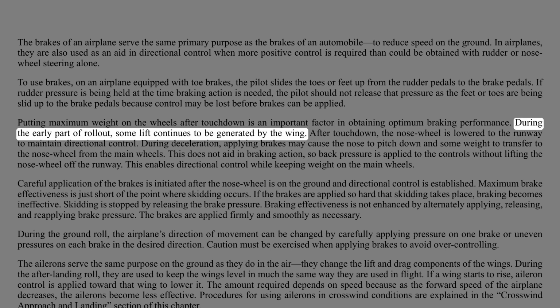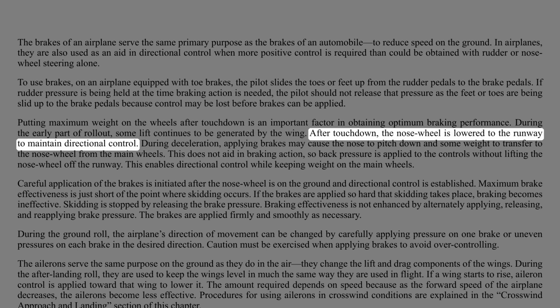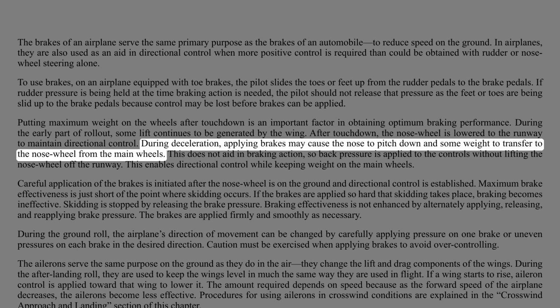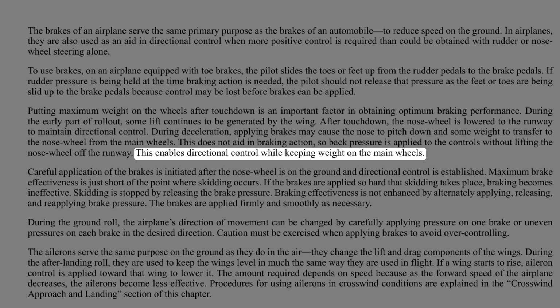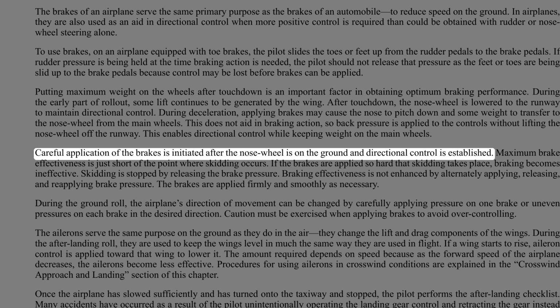During the early part of rollout, some lift continues to be generated by the wing. After touchdown, the nose wheel is lowered to the runway to maintain directional control. During deceleration, applying brakes may cause the nose to pitch down and some weight to transfer to the nose wheel from the main wheels. This does not aid in braking action, so back pressure is applied to the controls without lifting the nose wheel off the runway. This enables directional control while keeping weight on the main wheels. Careful application of the brakes is initiated after the nose wheel is on the ground and directional control is established.